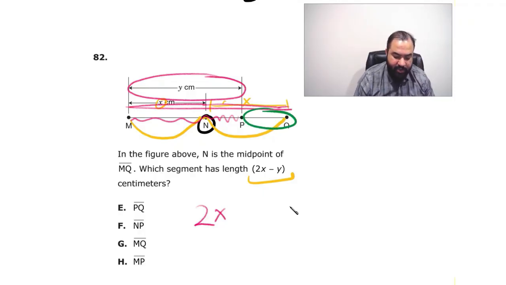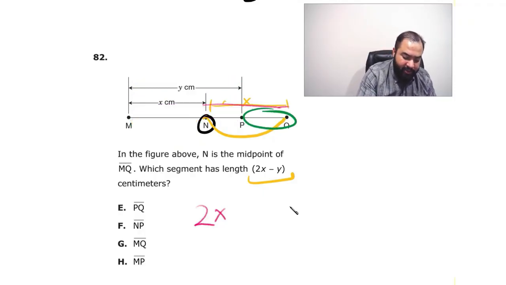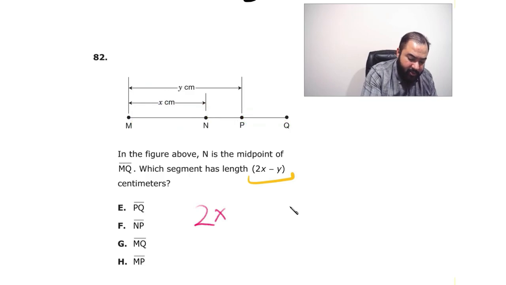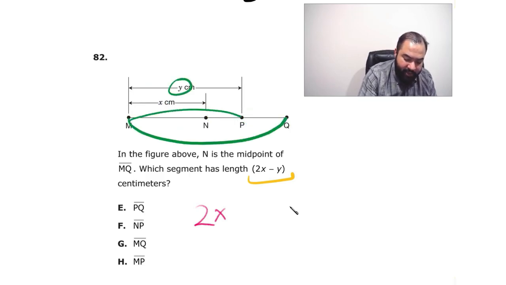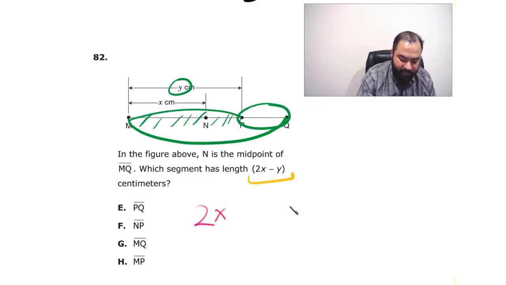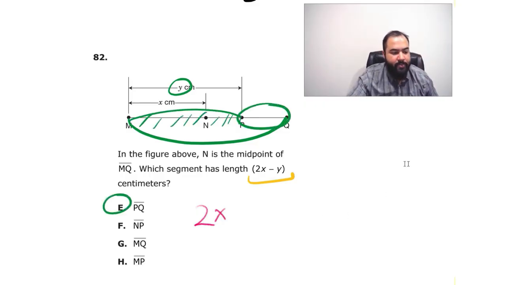You guys see that? Let me show you again. 2x is the whole thing, and y is from here to here. So if you remove this part from 2x, all that remains is PQ. That's why the answer is PQ.